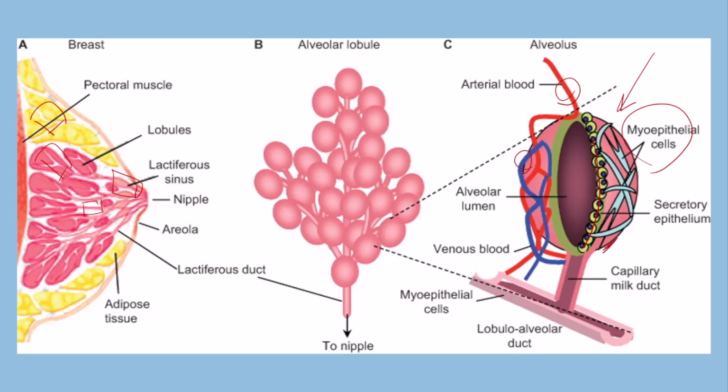So again, in case of lobular carcinoma in situ, the cancer cells that are mostly coming from secretory epithelial cells have not invaded the basement membrane, and they have not reached the stroma of the breast.